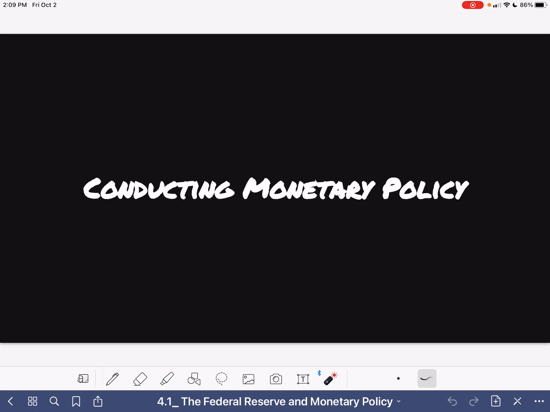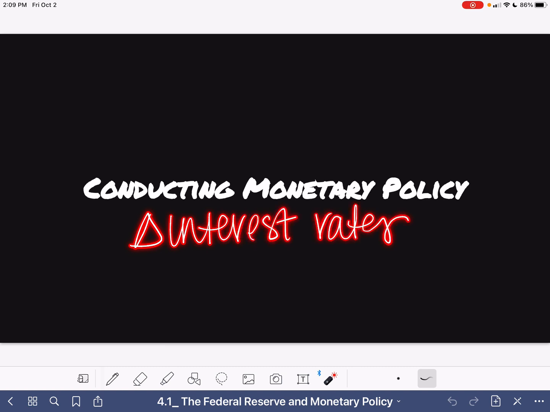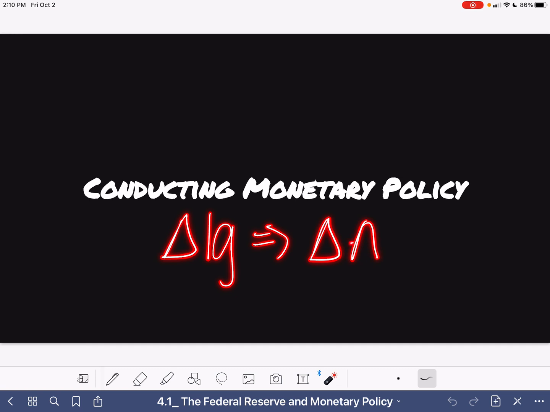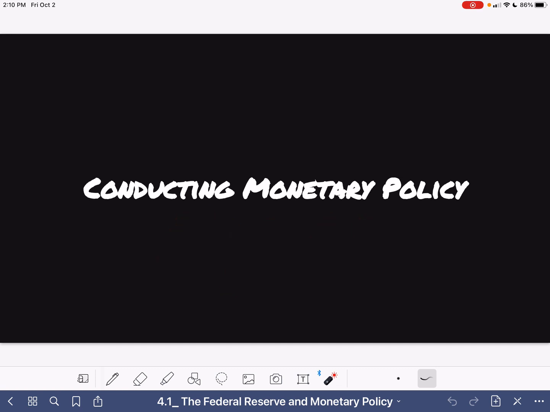So when they are conducting monetary policy, their goal is to change interest rates to impact aggregate demand. So if you think back to class, interest rates are directly tied to which component of C-I-G-X? Yes, that is correct. Investment spending. So monetary policy is all about changing interest rates to change investment spending, which will then change aggregate demand, depending on which economic gap we are in.